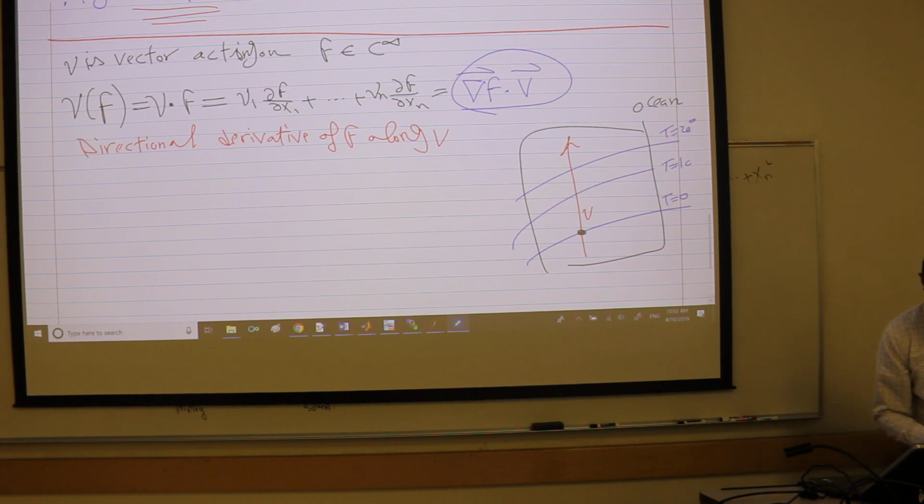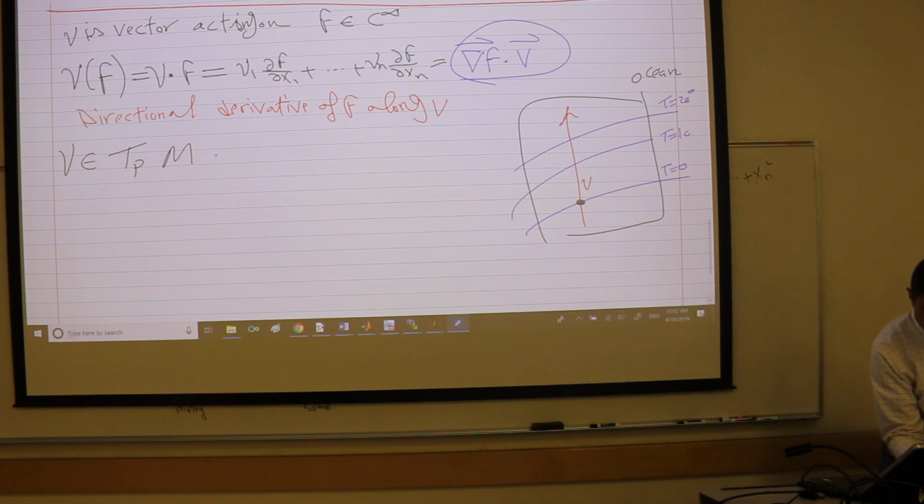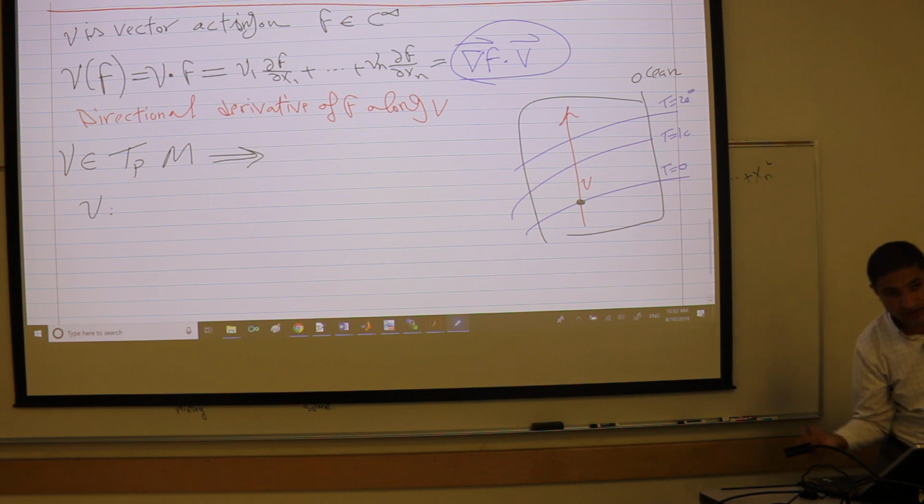So in this sense, v in T_pM, a tangent vector to the manifold at the point p, actually can be viewed as a map that takes a function and gives you a real number.